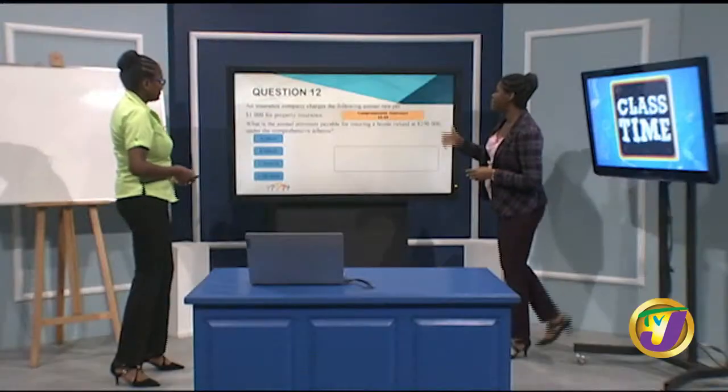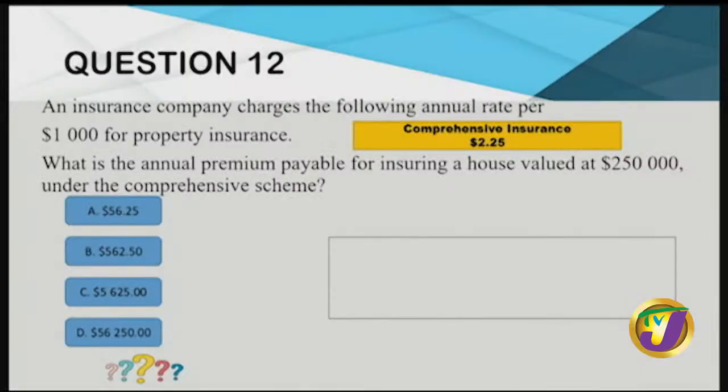So this is saying annual rate per, and I know per means each or for every one. So for every $1,000 for property insurance, the comprehensive insurance is $2.25. And they're asking us for the value of insuring a house valued at $250,000 under this scheme. So the house value is $250,000, and I must pay $2.25 for every $1,000.